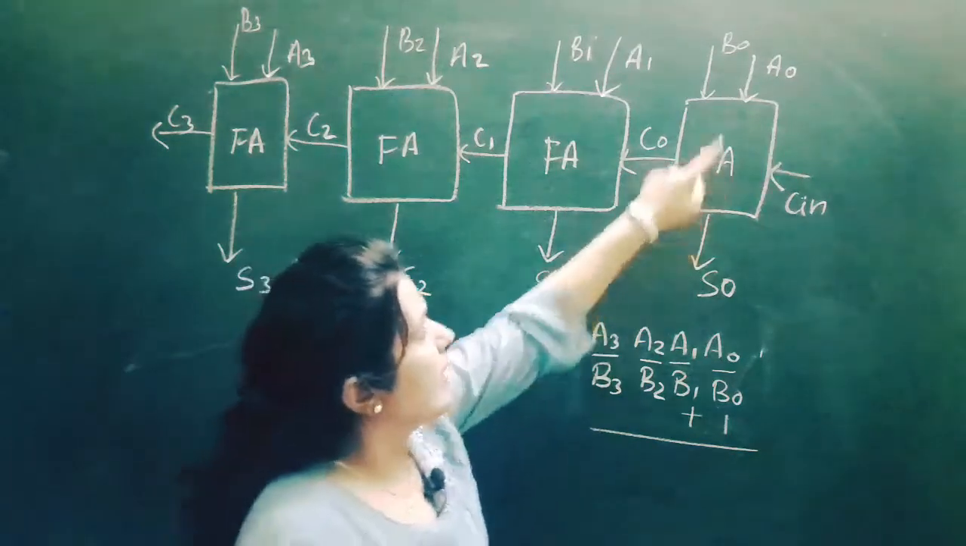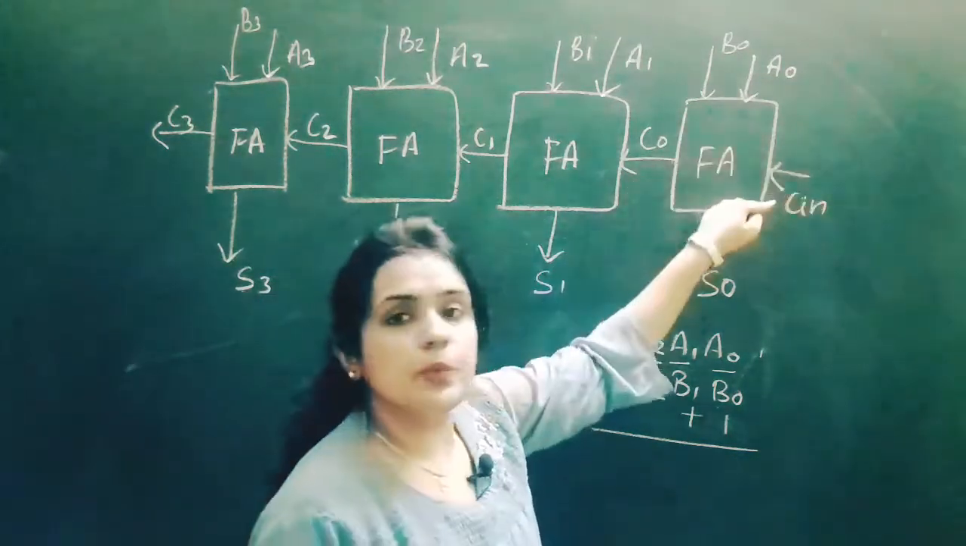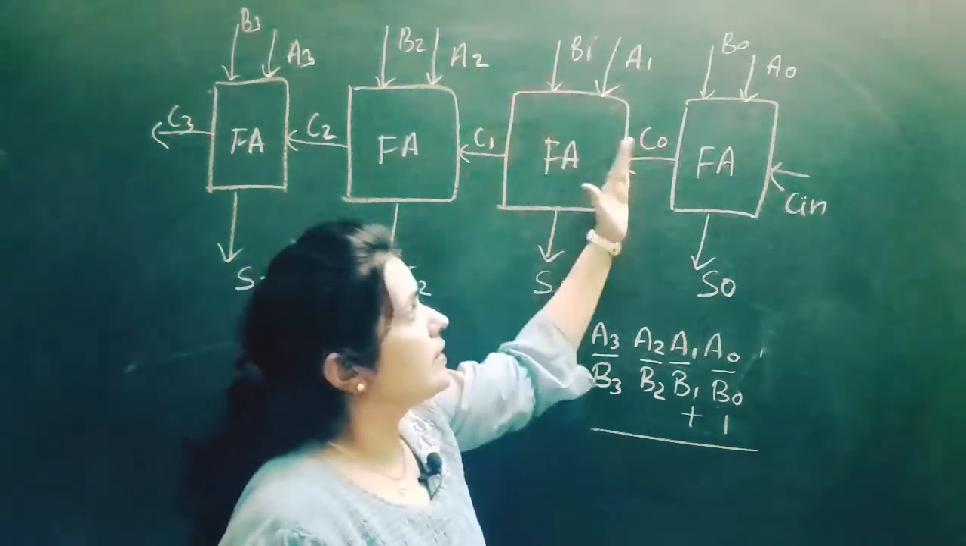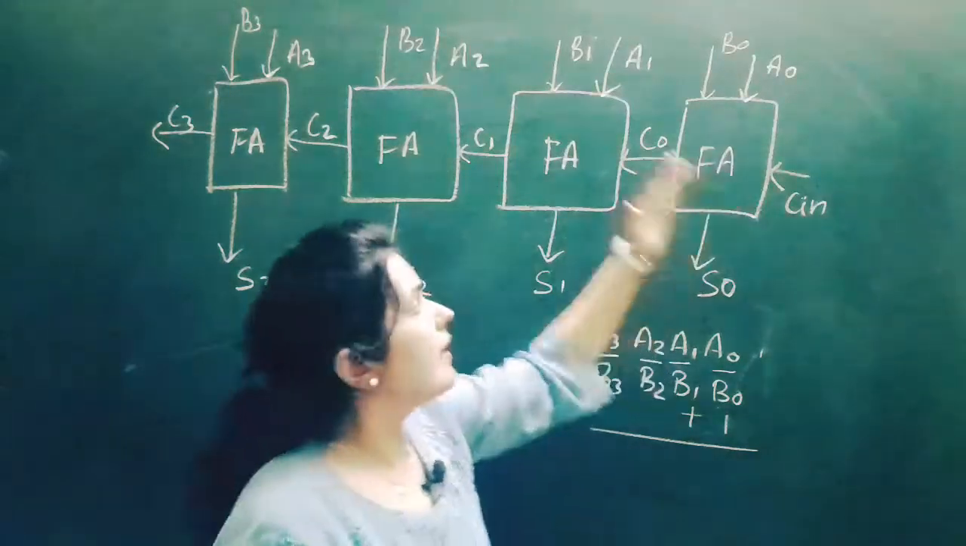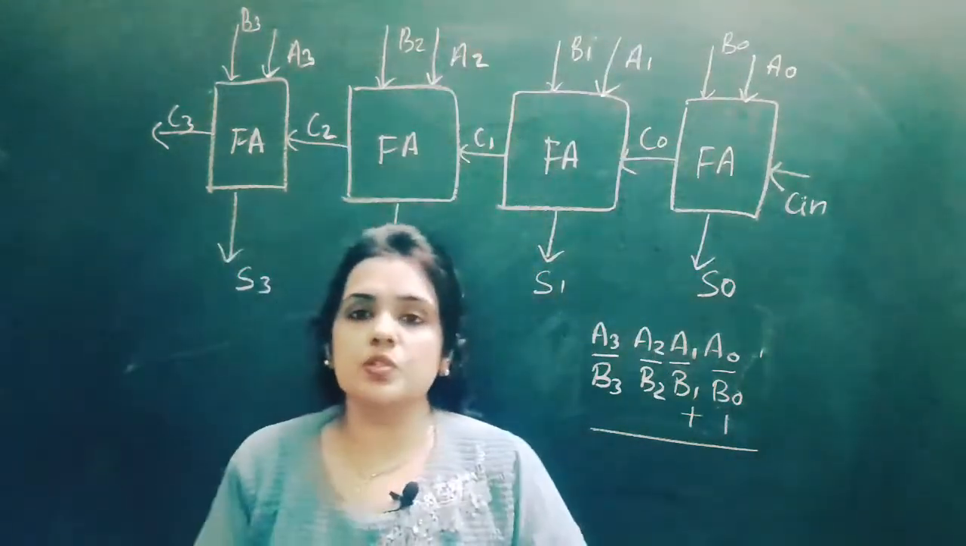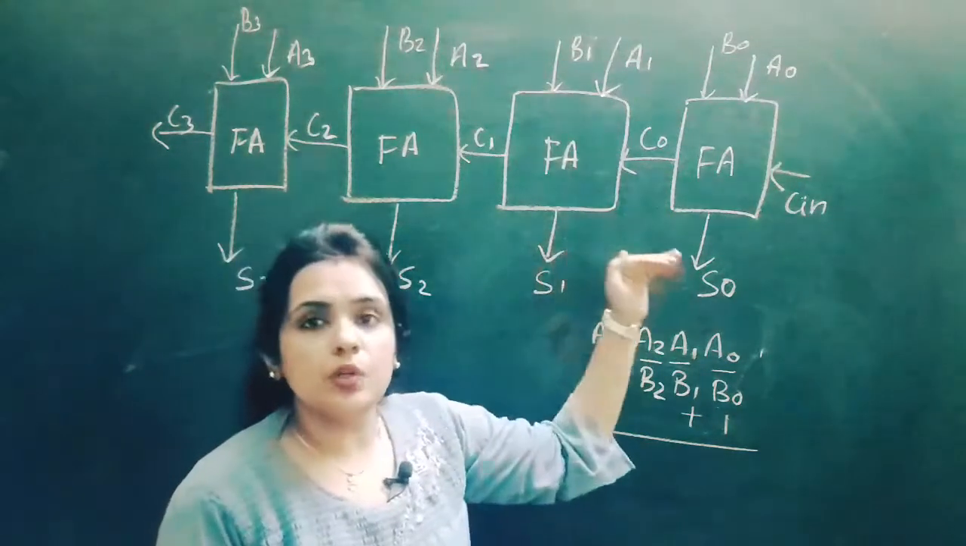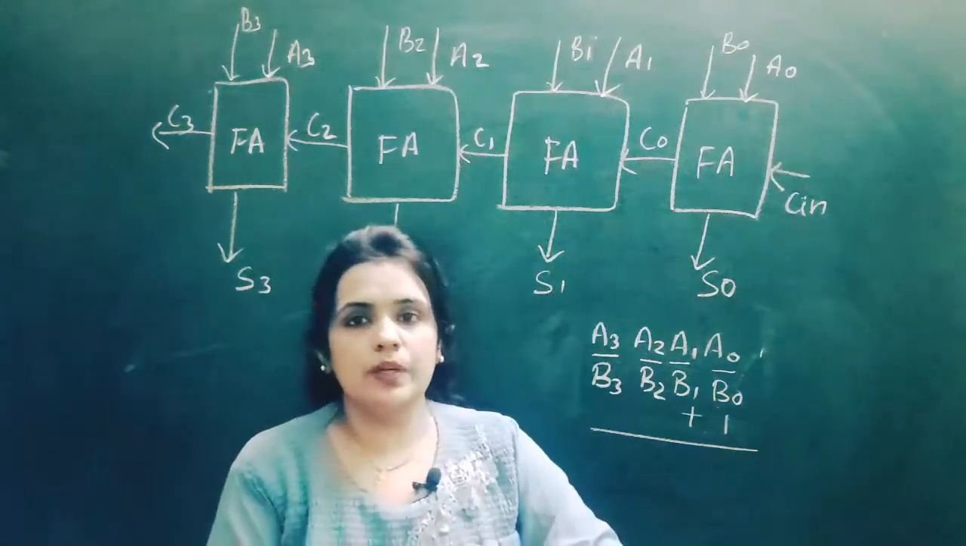This full adder will add A0, B0 with the input carry. This full adder will add A1, B1 with the previous carry generated by this full adder, and so on. But for the purpose of subtraction we do not want to add A with simply B. We want to add A with the 2's complement of B.